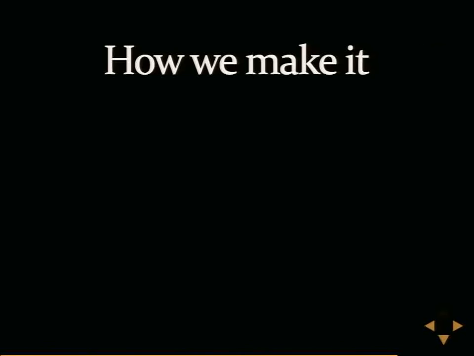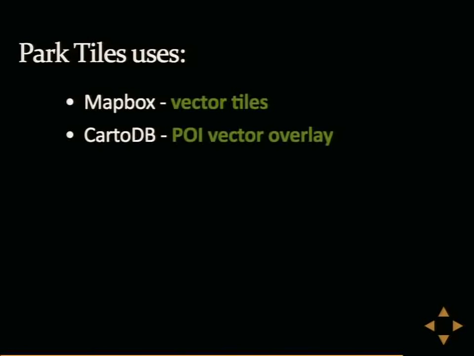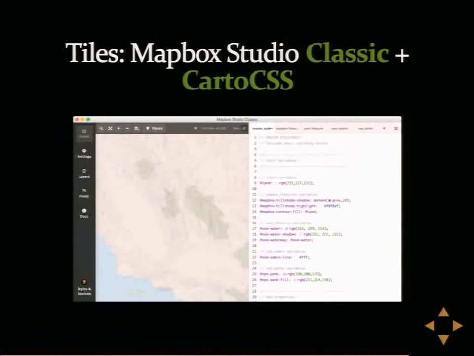So the tools we're using to make this, Jim's already mentioned, but it's all Mapbox for the tiles and CartoDB for our points of interest. We are kicking it old school with Mapbox Studio Classic and CartoCSS. This has been working well for us. We're looking into GL also, but we've got to think really hard about whether or not the people using these maps are ready for that kind of technology. And we've got to figure out if our system is going to work there.